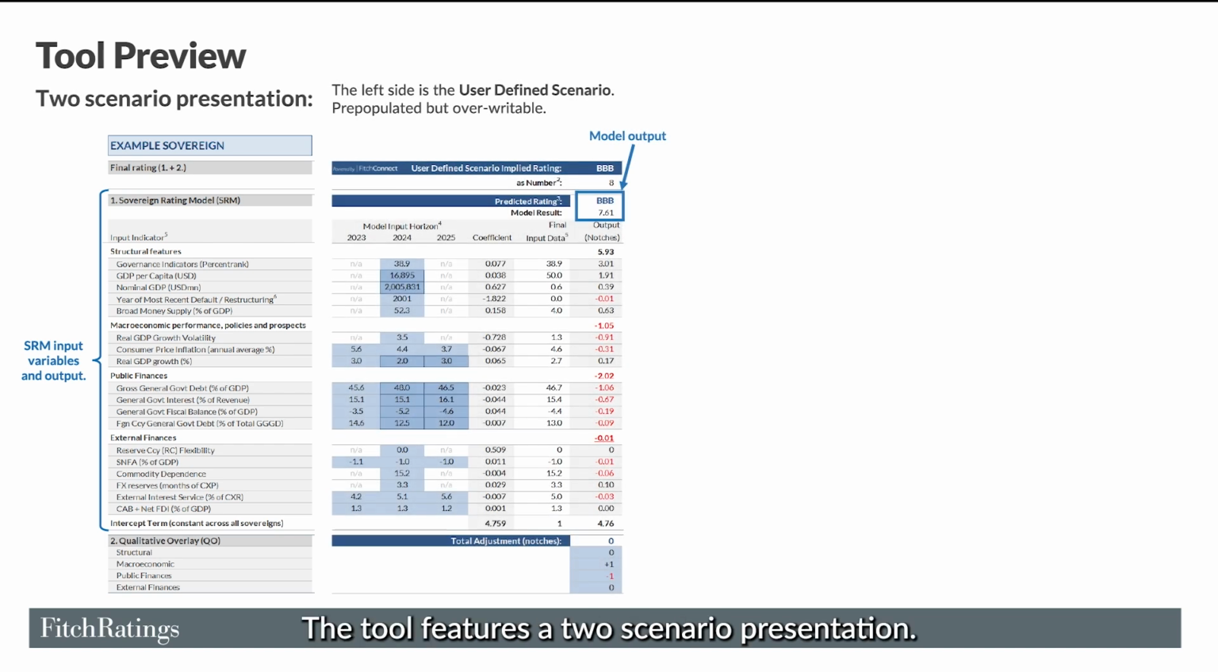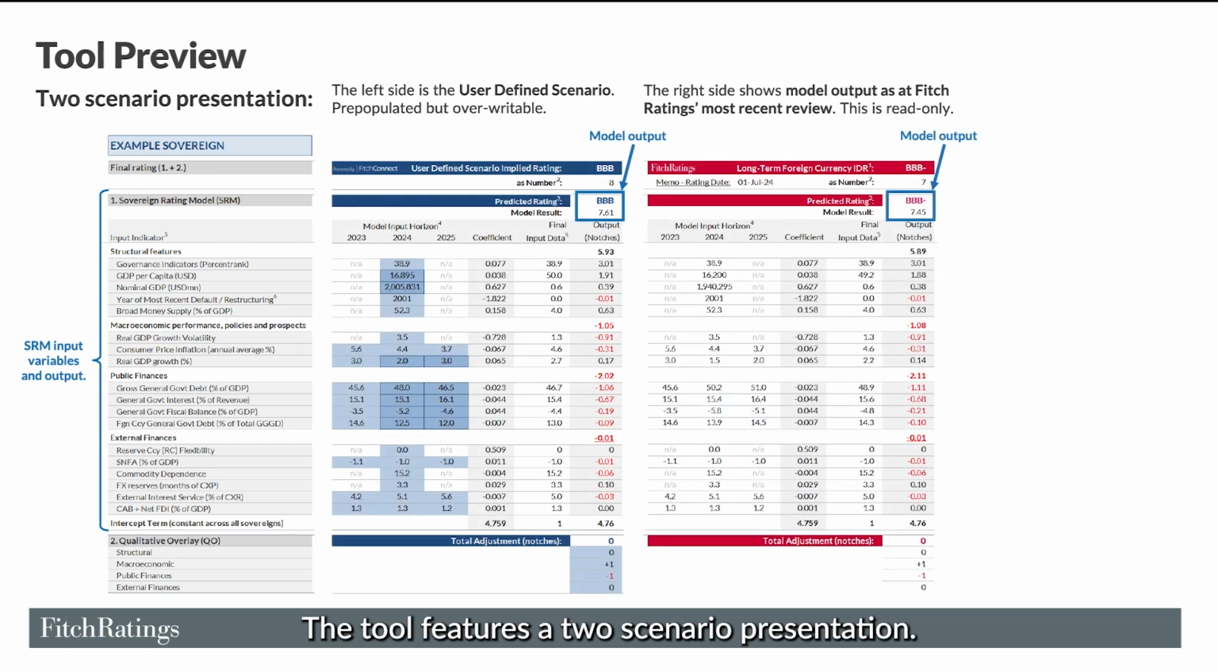SRM input variables and the output are shown as rows in the tool. The tool features a 2-scenario presentation. The right side shows the full model breakdown as at Fitch's most recent review. This section is read-only. The model output is as reported in the corresponding rating action commentary. The left side is the user-defined scenario. This section is pre-populated with data compiled by Fitch Ratings sovereign analysts and is updated quarterly, but all input data is overwritable.